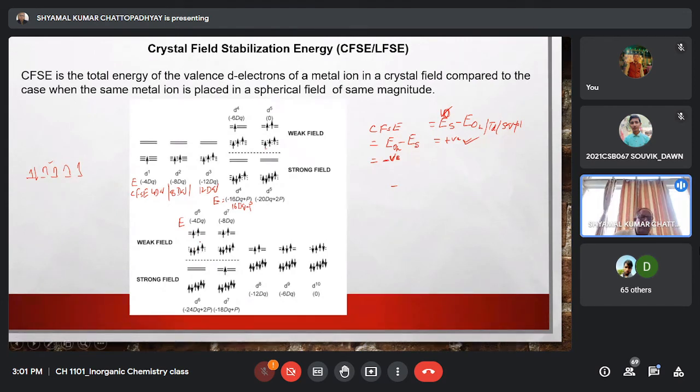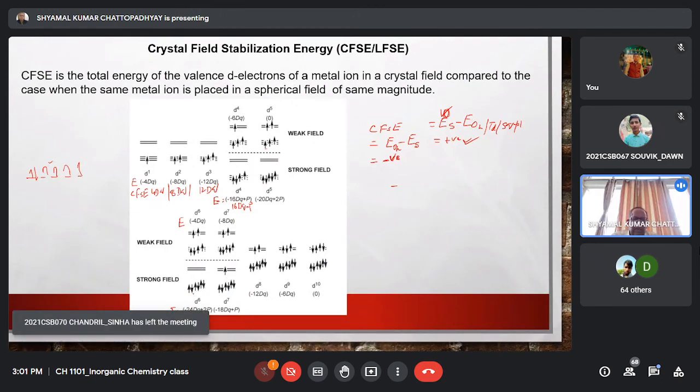You have to add pairing energy to the CFSE only when there is additional pairing with respect to the spherical field. So since in case of weak field there is no additional pairing, we are not adding pairing energy. Now in case of low spin, in the d6 configuration we have 6 electrons, so 6 into minus 4, minus 24 Dq. The energy of the system is minus 24 Dq.